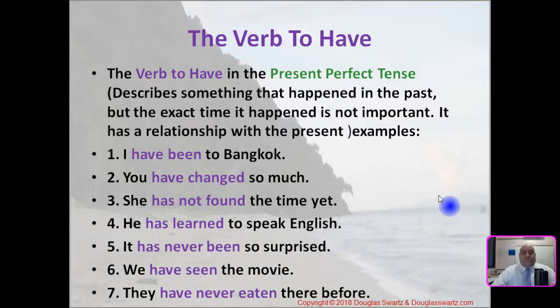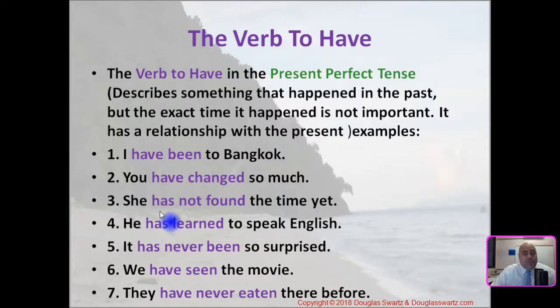Okay, the last tense we're looking at today is present perfect tense, which describes something that happened in the past, but the exact time it happened is not important. It has a relationship to the present. So if you're talking about something now, but there's a related concept or idea in the past, you use this tense to describe these things. So your example number 1, I have been to Bangkok. So maybe you're discussing Bangkok and then someone says, I have been to Bangkok, meaning they had been in the past. Number 2, you have changed so much.